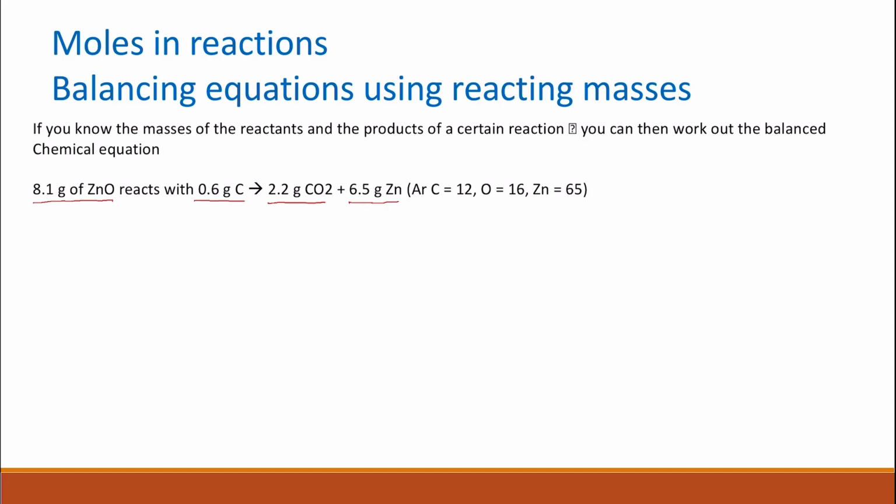So the first thing you need to do now is to find the relative formula mass or relative atomic mass of all of the reactants and products. So the first step, we have the masses. We need to calculate the number of moles. So how would we do this? We divide the mass of each chemical by its formula mass, or atomic mass, the relative mass. So whether it's relative atomic mass or relative formula mass, to give us the number of moles.